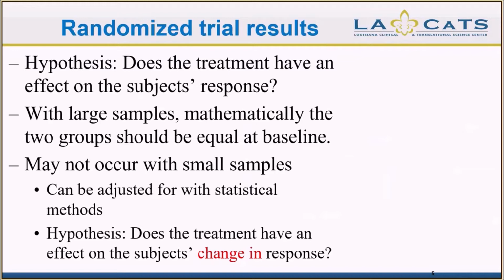So in most randomized clinical trials, we usually have the hypothesis of, does treatment have an effect on the subject's response? With large sample sizes, mathematically, the two groups will be equal at baseline. They won't be exactly equal, but they'll be close enough. However, in small sample sizes, this won't always be the case. So we'll need to somehow adjust for these differences at baseline. We're going to go over a couple statistical methods to do that, but generally we're going to focus on how the hypothesis is going to now change to, does treatment have an effect on the subject's change in response?